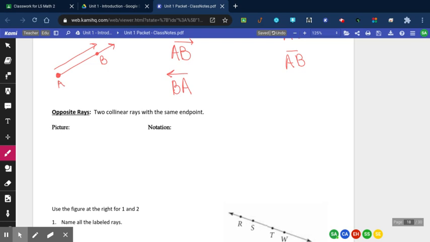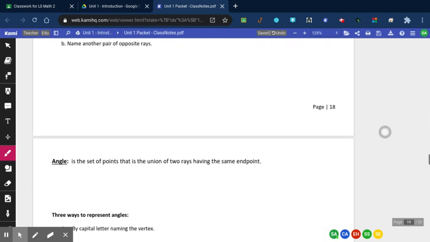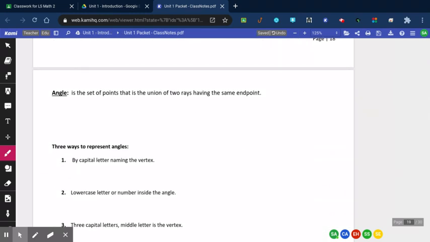Another term is opposite rays. They are 2 collinear rays with the same endpoint. For instance, I have an endpoint here, let's call it Q, and I have a ray going to the right this way and another ray going to the left this way. Those would be opposite rays. We would have QA pointed towards the left, and QB pointed towards the right.